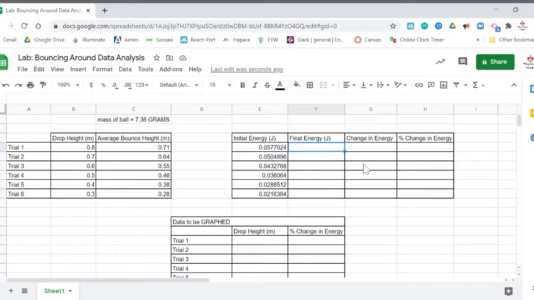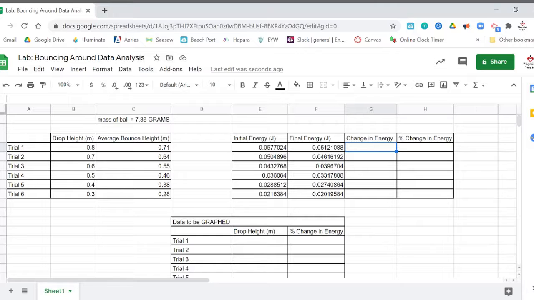I'm going to select my cell, equal my mass, so 0.00736 times gravity, 9.8, times the height, which is this 0.71. So I'm going to select that cell, press enter, and it gives that value. Again, to cause the function to repeat down the column, we're going to select this little blue square and drag it down. Now for your change in energy, you are just going to subtract the two energies.